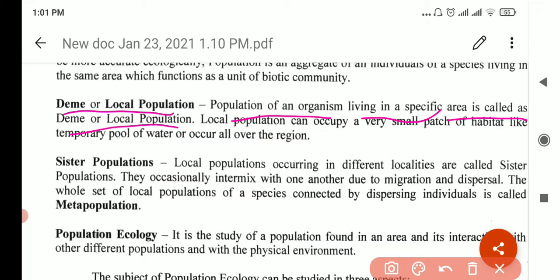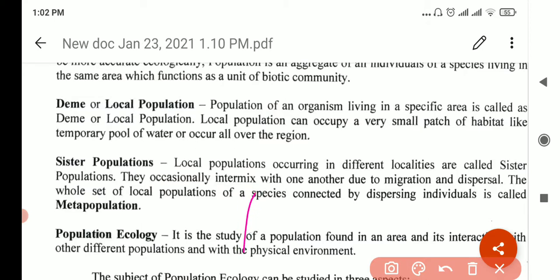A local population occurs in a very small patch of land or habitat, like a temporary pool of water, or occurs over a region. Whatever you can find locally, if there is a small pond, whatever is there in the pond, whether they are hydrophytes or whatever plants, hydrilla is there, that is your local population. That hydrilla is local to that pool. It doesn't mean that hydrilla belongs to Meghalaya. If that pool is in Ward's Lake, it's local to Ward's Lake. So those are your local populations.